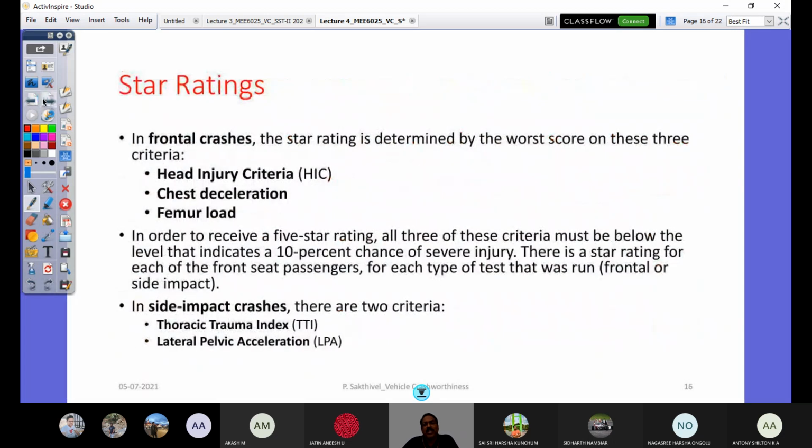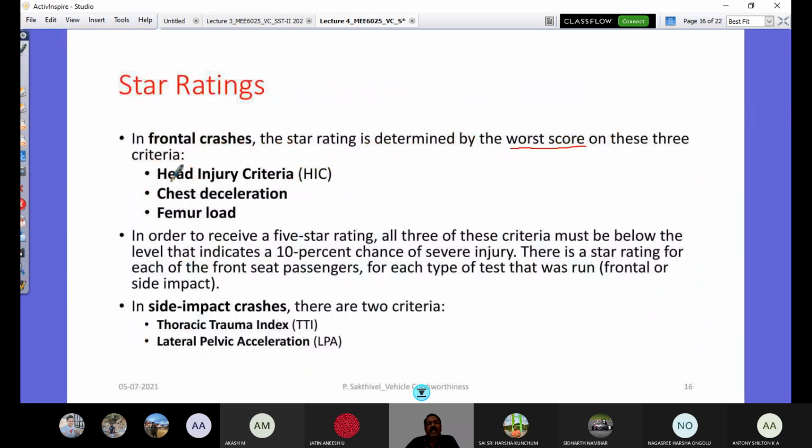In frontal crashes, the star rating is determined by the worst score on three criteria. What are the three criteria? One is the head injury criterion, for which we have a head sensor, an accelerometer. Then chest deceleration, for which we have a load cell and a movement sensor in the chest. And then femur load, which is the load that comes on the thighs, on the leg. These are the three important criteria, and the worst score is what decides the star rating.